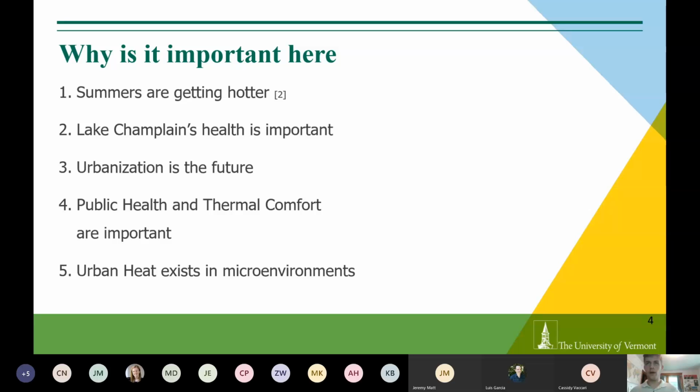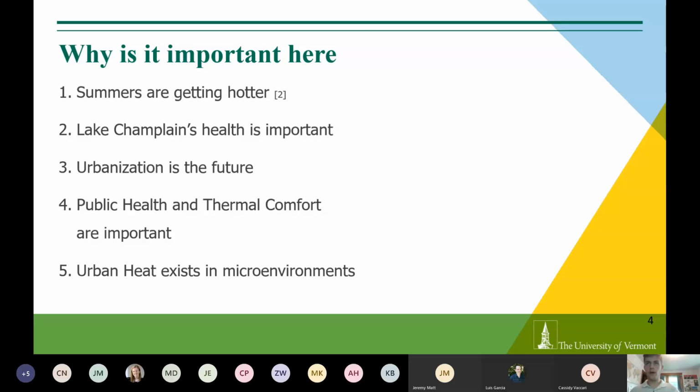Four, public health and thermal comfort are important. And as urbanization is becoming a key solution to slowing climate change, it's important that cities are healthy places for people to live, especially for economically disadvantaged populations. They experience issues with heat and urban heat more than any other population, and they need to be protected by the designers themselves.